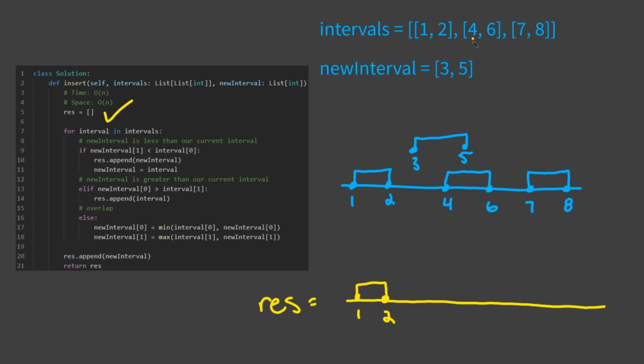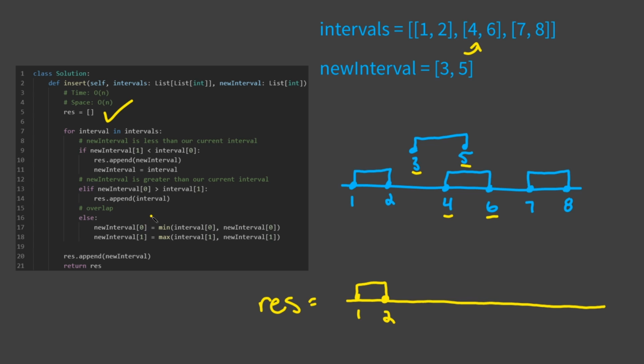So now we go to our next interval, which is going to be 4 and 6. And we check, is new interval less than our current interval? No, because new interval at the end is 5, and that is not less than the start of our current interval. So now we check this next if statement. Is new interval greater than our current interval? No, because the start of our new interval is 3, and that is not greater than the end of this current interval. So that must mean they're overlapping, and that is true.